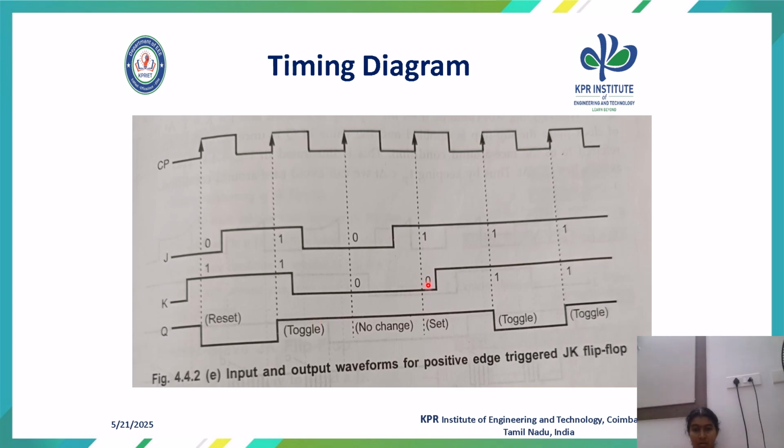If J equal to 1, K equal to 0, the output is set, that is Q equal to 1. So therefore Q equal to 1 till the next positive edge. So here when J equal to K equal to 1, the output gets toggled. So the previous state is 1, therefore it is toggled to 0. Again at the next positive edge, where both the inputs are high, the output gets toggled. So the previous output is 0, so it is toggled to 1. So this is the timing diagram of JK flip-flop.